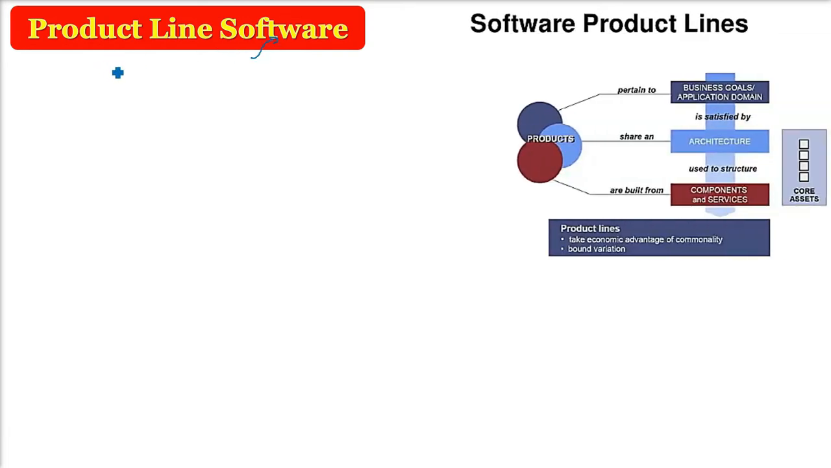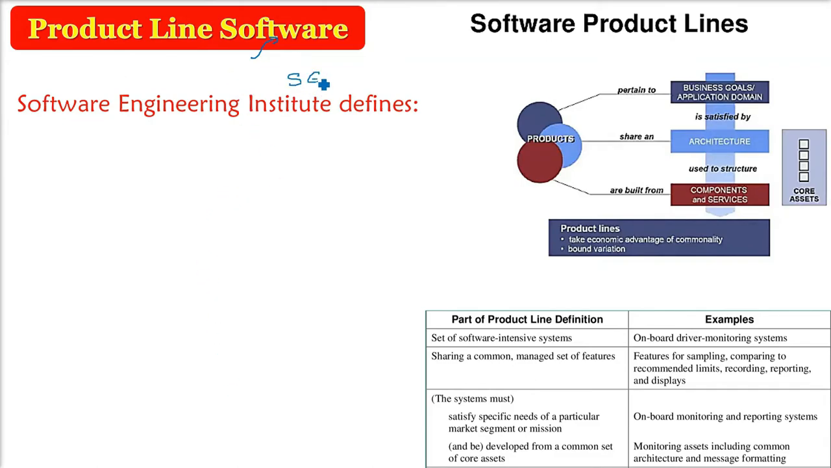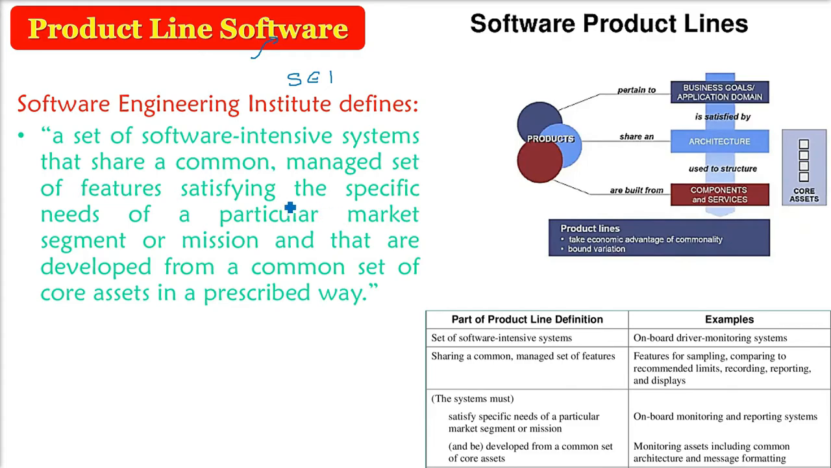Product line software. Now here we have a product, we have a line, and software. Line means straight. So one definition I can give you is that a product line is products which are similar, in the same line. For a formal definition, the SEI, the Software Engineering Institute, has given definitions for various software engineering related concepts. I need to read it because I am going to explain it.